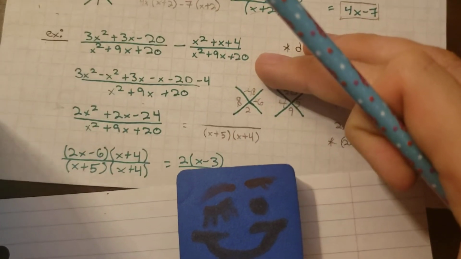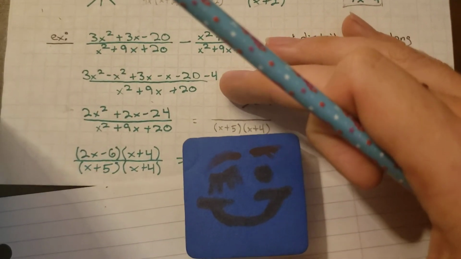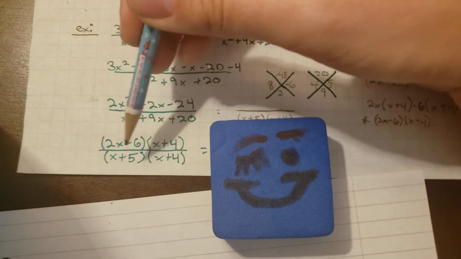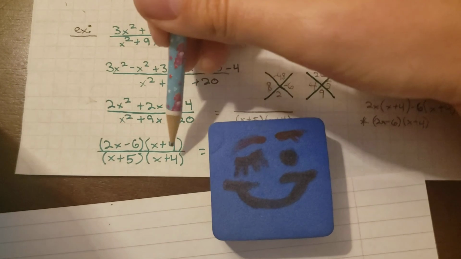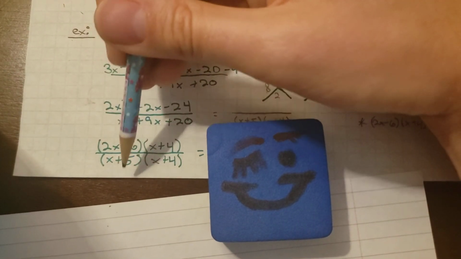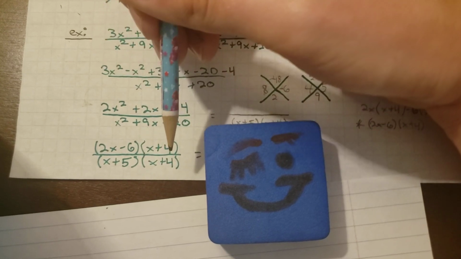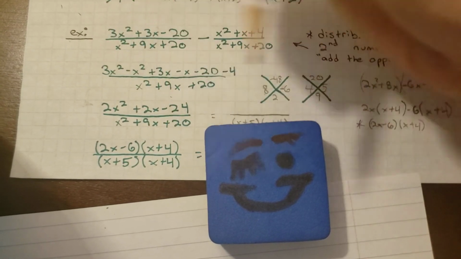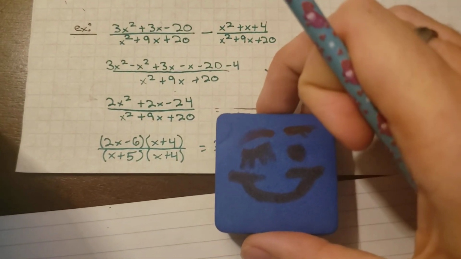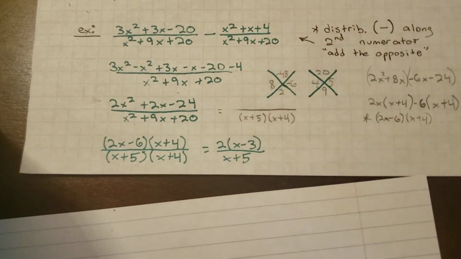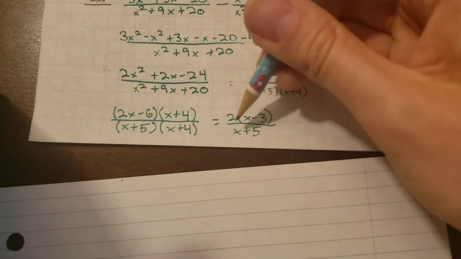Okay, so those go into my numerator here. 2x minus 6, x plus 4, over x plus 5 times x plus 4. Again, I could cancel those out, leaving me with, again, I'm actually going to factor out a 2 from up here. So my answer is this.